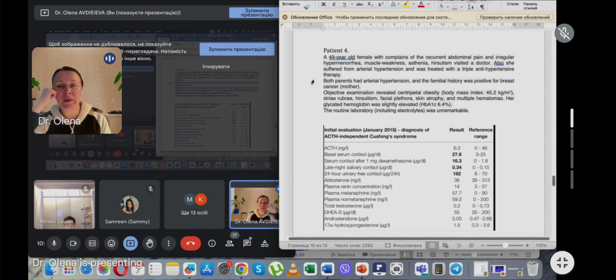Objective examination revealed obesity, body mass index 45.2 kilograms per square meter. Striae distensae were determined, hirsutism was confirmed, and facial plethora, skin atrophy, and multiple hematomas were determined on the patient's body. Her glycated hemoglobin was slightly elevated at 6.4%. What diagnostic suggestion do you have in this clinical case?